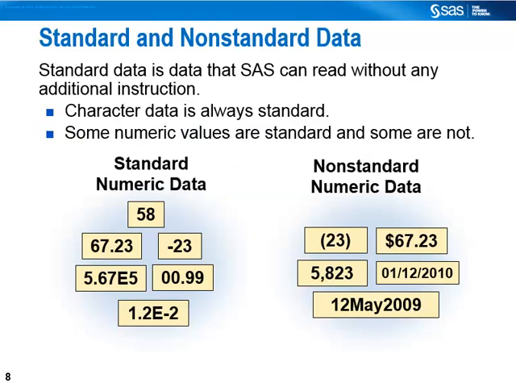Standard and non-standard data. Standard data is data that SAS can read without any additional instruction. Character data is always standard. Some numeric values are standard and some are not. Now let's talk about the difference between standard and non-standard data. List input or formatted input must be used to read non-standard numeric data. Standard numeric data can be positive or negative, in decimal, or in exponential format, either positive or negative.